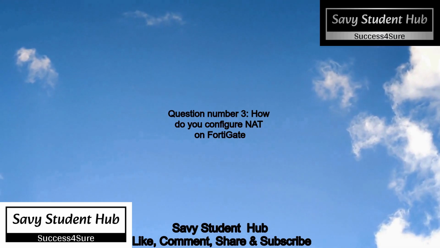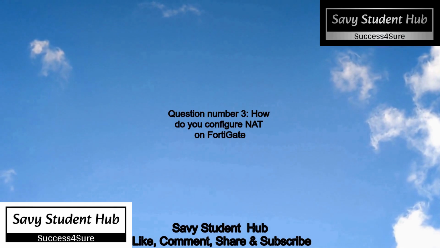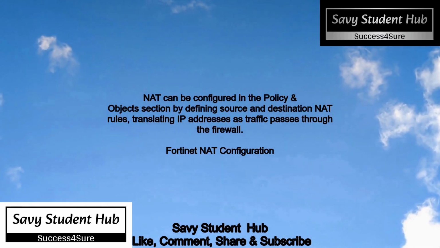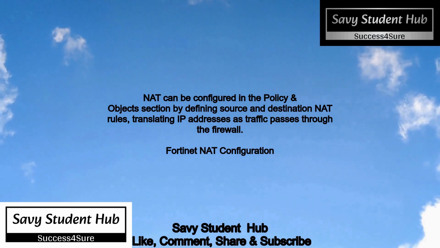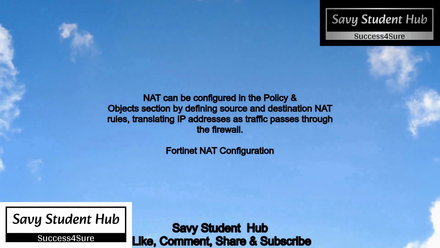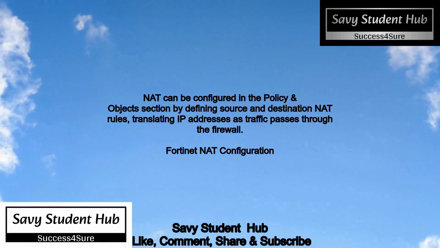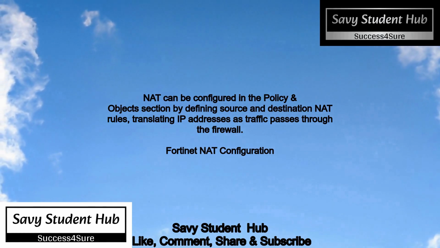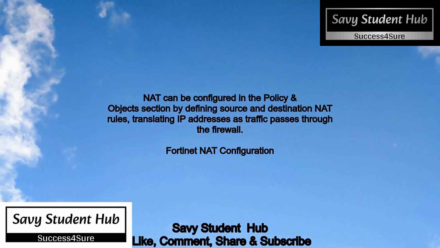Question number 3. How do you configure NAT on Fortigate? NAT can be configured in the Policy and Objects section by defining source and destination NAT rules, translating IP addresses as traffic passes through the firewall.